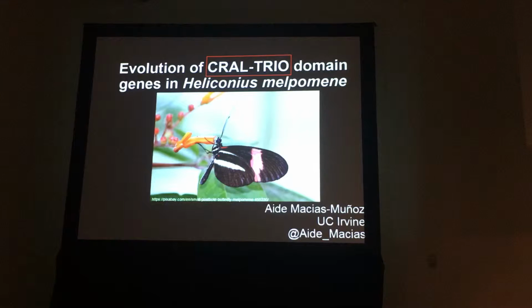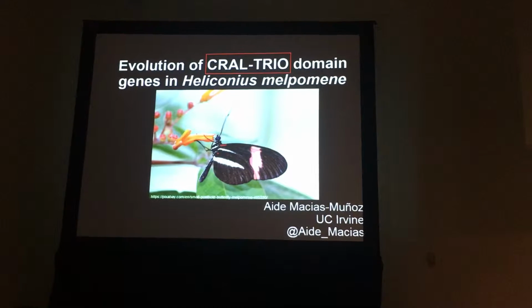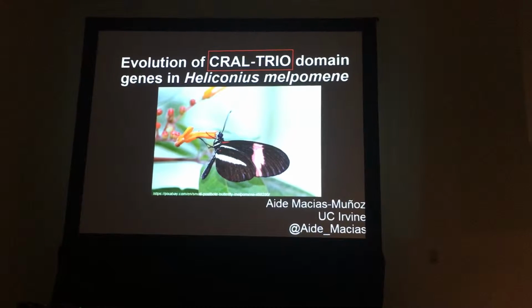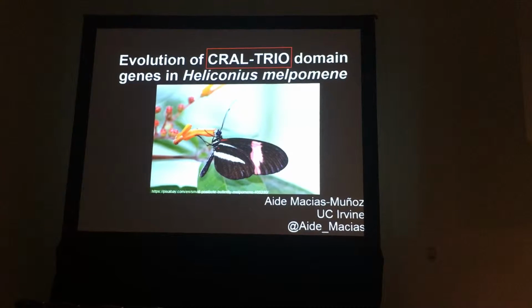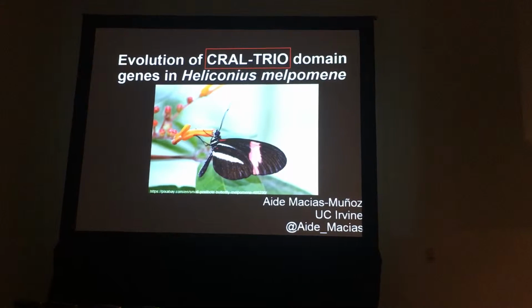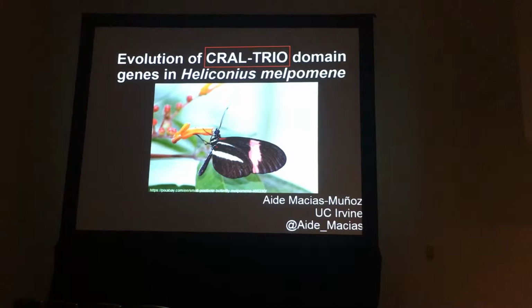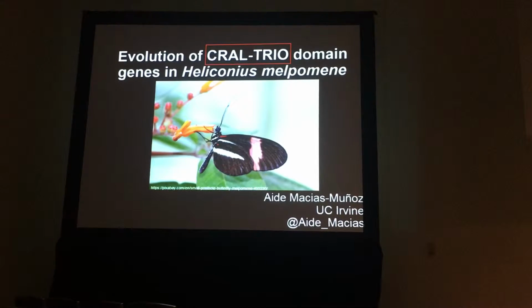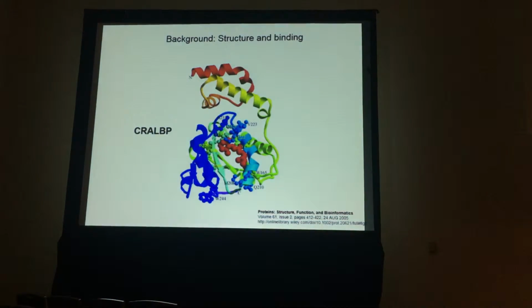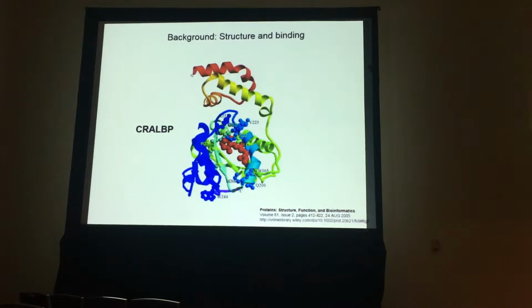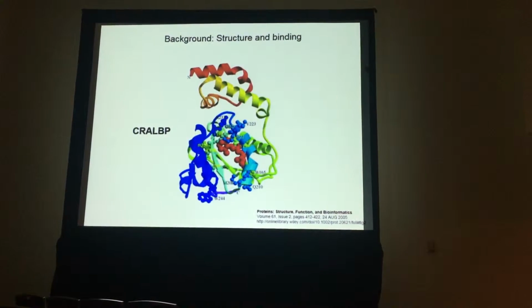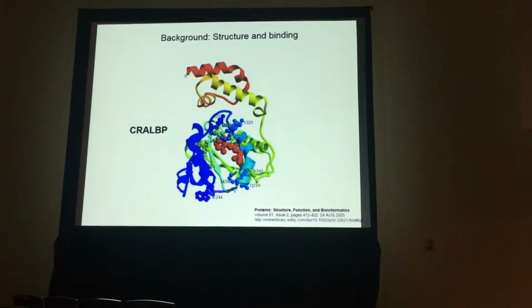is a conserved N-terminal protein structure named after CRAL-BP and trio guanine exchange factor. So if you're familiar with our lab, we study the evolution of vision. And so why is this gene family relevant to us? Well, it's named after CRAL-BP, which stands for cellular retinaldehyde binding protein.